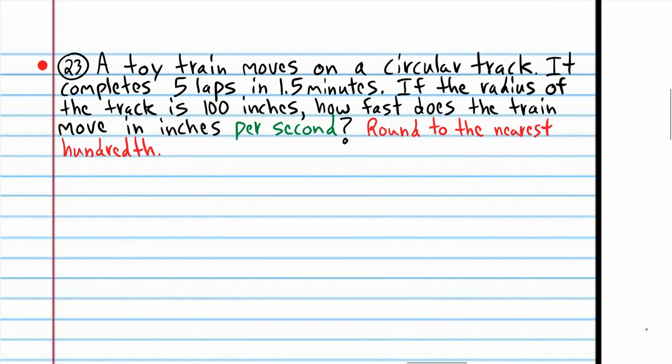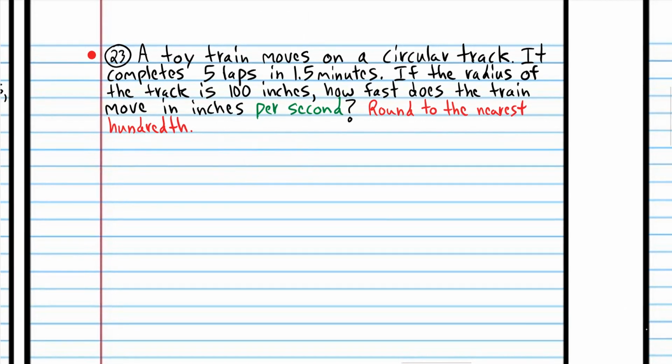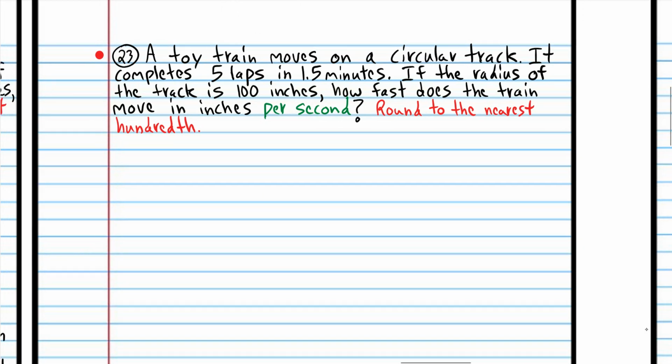A toy train moves on a circular track. It completes 5 laps in 1.5 minutes. If the radius of the track is 100 inches, how fast does the train move in inches per second? So the difference with this problem is now we're converting to inches per second, not per minute, but per second.